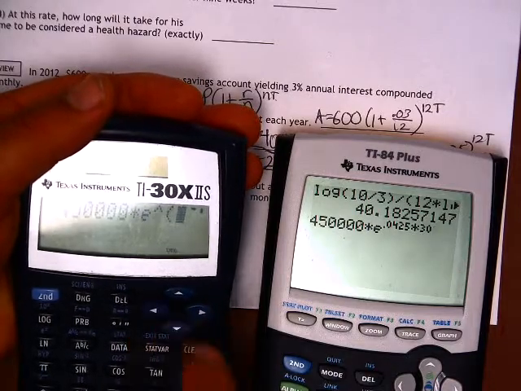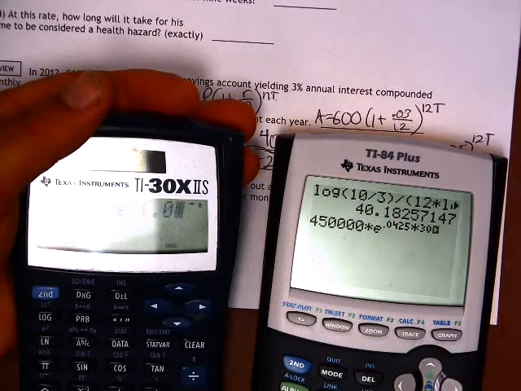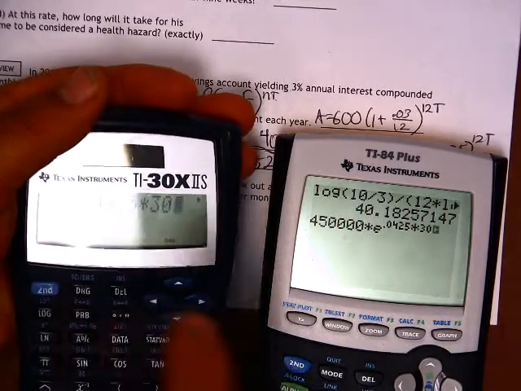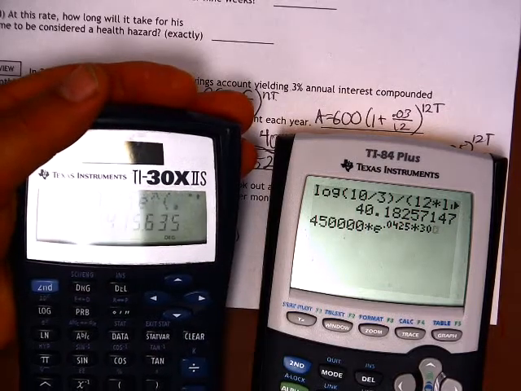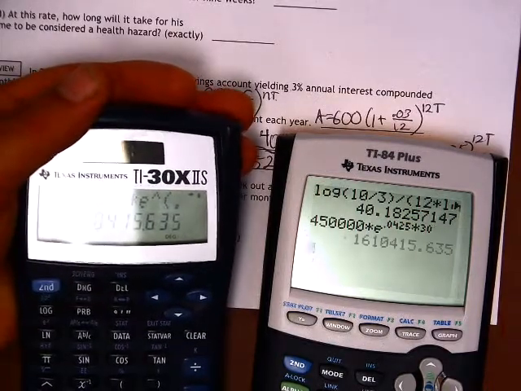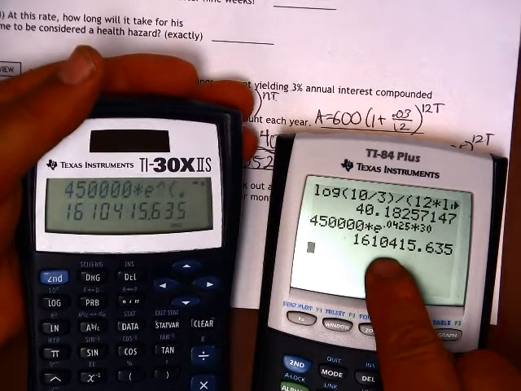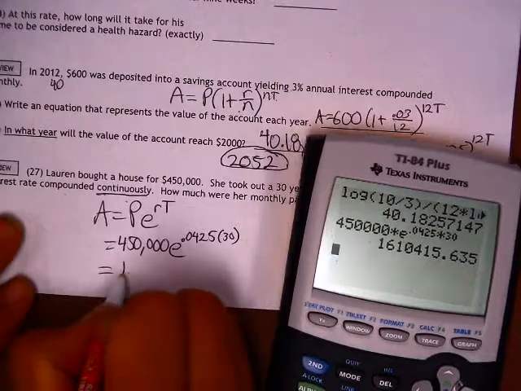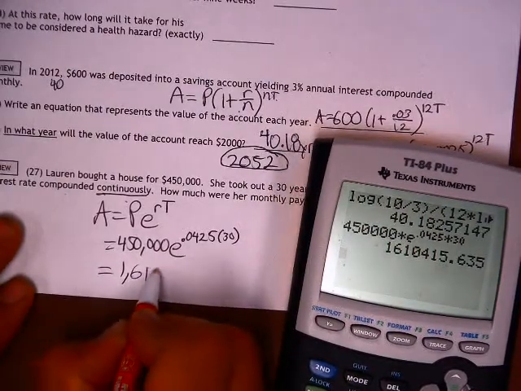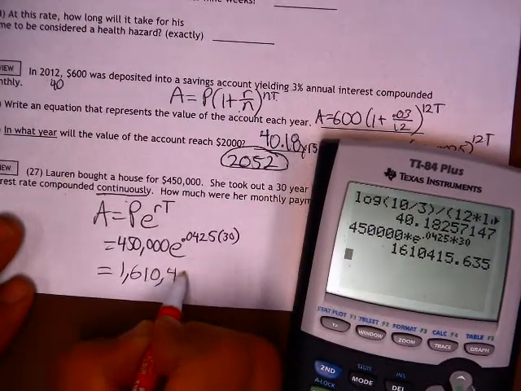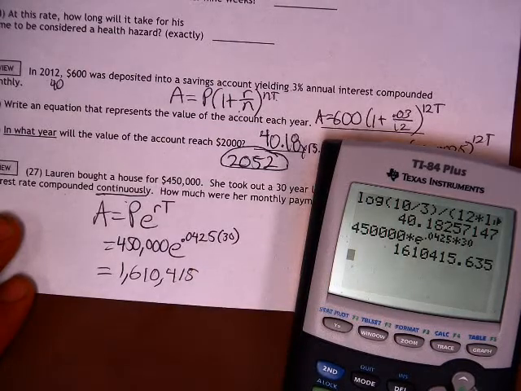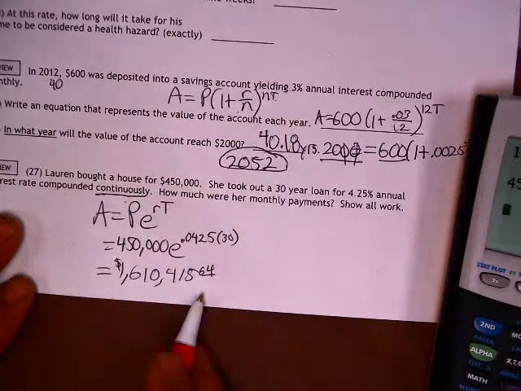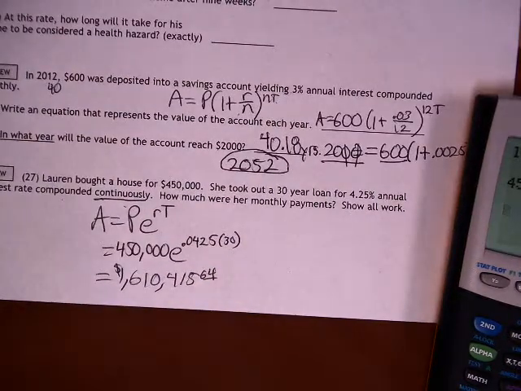I gotta make sure I punch in the decimal, 0.0425 times 30. Punch in the rate rather than the number of years. Then we hit equal, we get this answer here, we hit equal here, we get the same answer there. Sorry for that minor mistake. So that is $1,610,415 and some change. Looks like about 64 cents. So that's how much she pays over the whole loan.